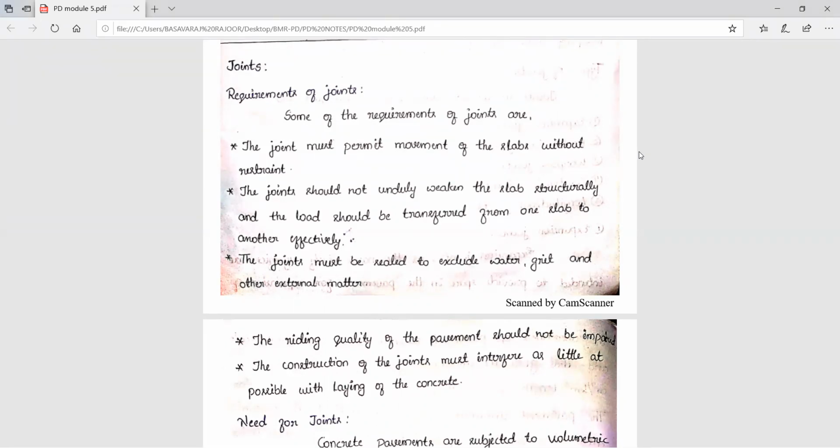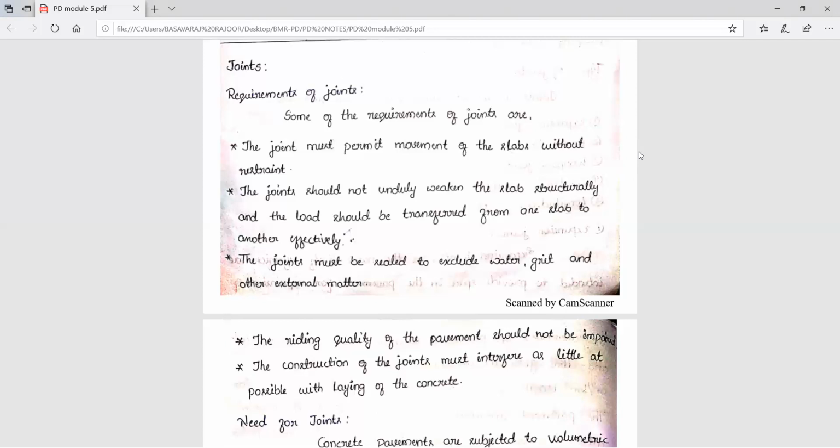Some of the requirements of joints are as follows. The joint must permit movement of the slabs without restraint. The joint should not unduly weaken the slab structurally, and load should be transferred from one slab to another slab effectively. Whenever there is heavy rainfall, the joints should not allow water to percolate inside the different component layers of the pavement. That is, it should exclude water, grit, and other external matter. The riding quality of the pavement should not be impaired. The construction of the joints must interfere as little as possible with laying of the concrete.